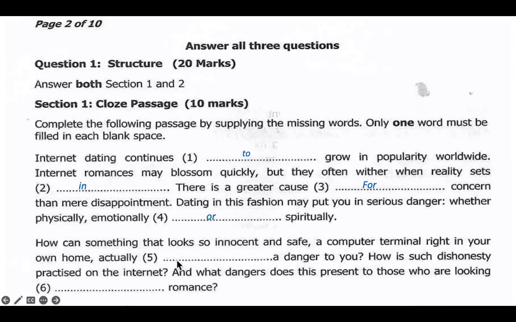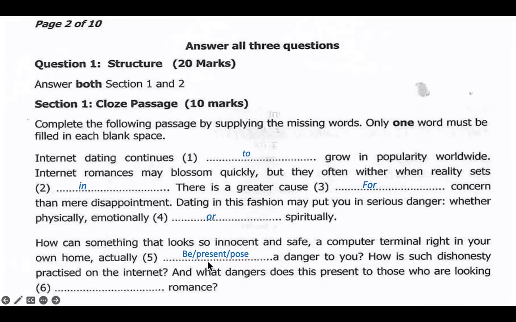So here, if you look at the idea, please, dear viewers, we start from the far end. When you are trying to come up with the answer on a particular point, start all the way from the far end, and then you make a run on until you meet the word that should be applied. So a computer terminal right in your own home, actually be a danger to you. So therefore we can put the three words. Three words were applied there, but choose any of the three. All of them were right. The three options were right, but you are required just to use one.